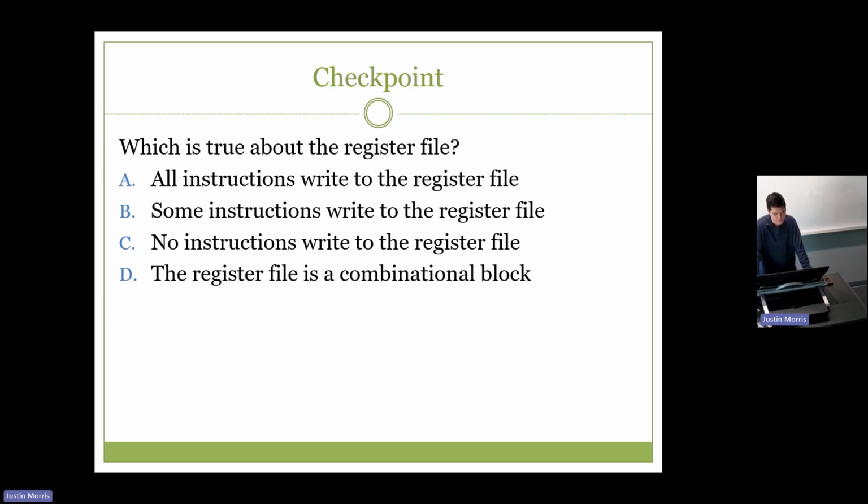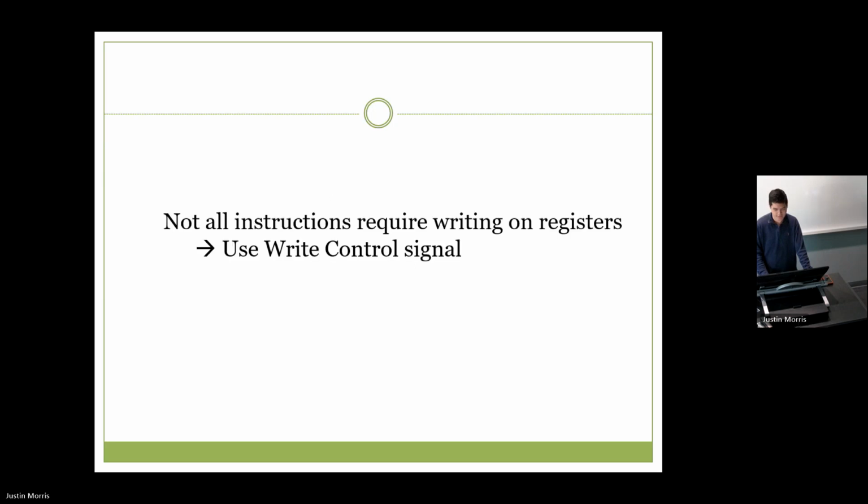And then D, the register file is a combinational. We talked about this, right? The register file is sequential because it has this stored memory, the 32-bit register. Okay? And each of those 32-bit registers are just an array of D flip-flops. So not all instructions require writing to registers.